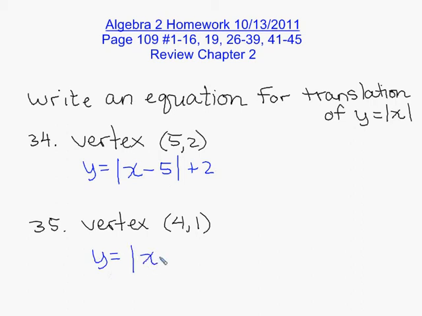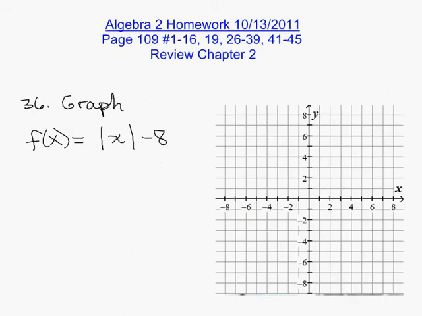Absolute value of x minus 4, and then plus 1. Because the one inside is the opposite sign, the one outside is not. Okay, now we're back to graphing. Now remember, f of x is the same thing as y. Basically, this just means y equals absolute value of x, minus 8.